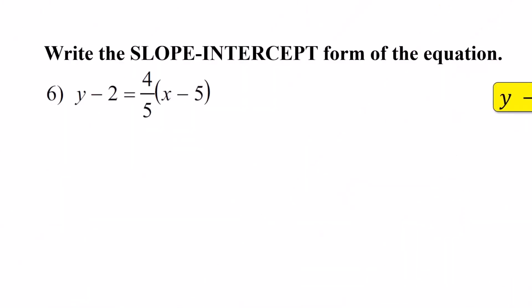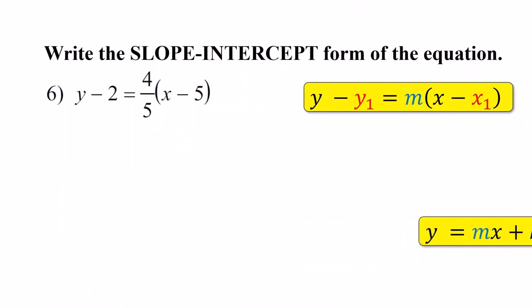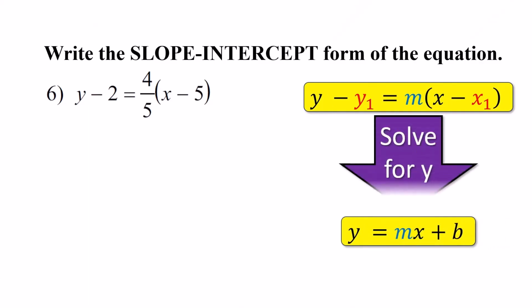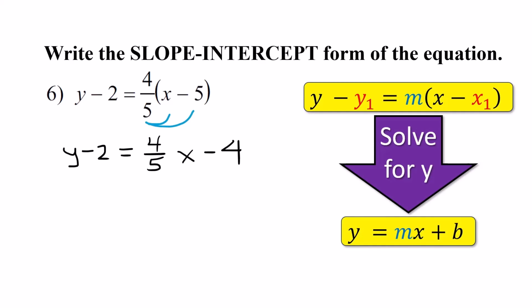Okay, let's do that again. We're starting out in point-slope form. We're going to put it into slope-intercept form, and we're going to do that by solving for y. We start with distributive property again. Y minus 2 stays the same. 4/5 times x is 4/5 x. And 4/5 times 5 cancels the denominator, and you are left with the numerator 4.